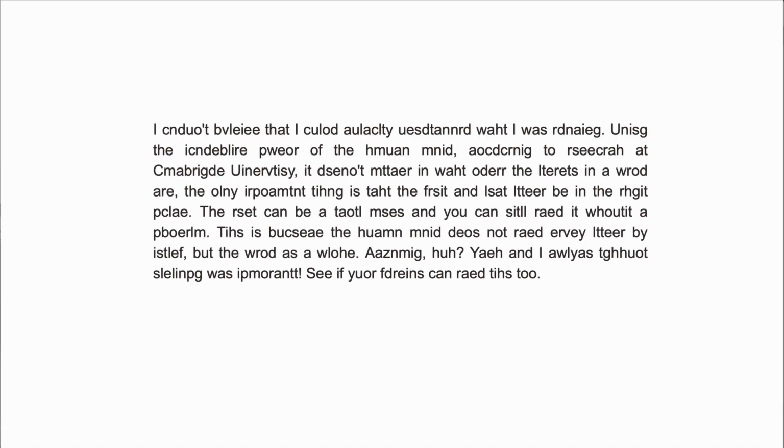I couldn't believe that I could actually understand what I was reading. Using the incredible power of the human mind, according to research at Cambridge University, it doesn't matter in what order the letters in a word are. The only important thing is that the first and last letter be in the right place. The rest can be a total mess, and you can still read it without a problem. This is because the human mind does not read every letter by itself, but the word as a whole. Amazing, huh? Yeah, and I always thought spelling was important. See if your friends can read this too.